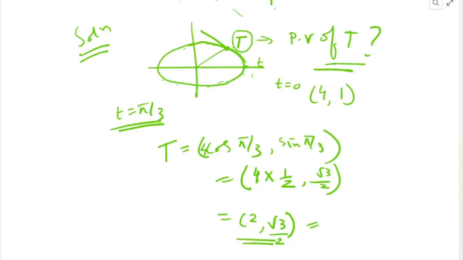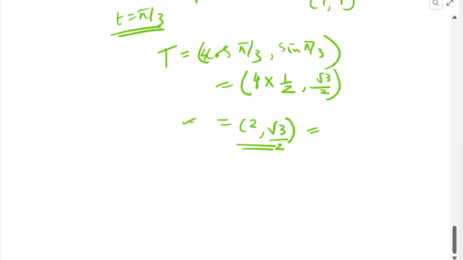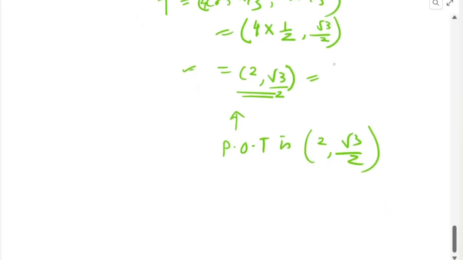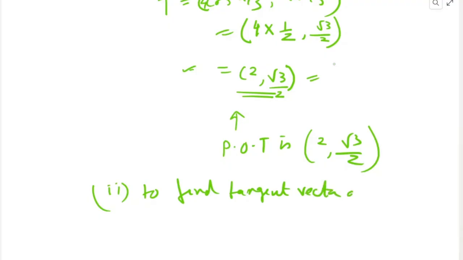The first part of the question is done. The point of tangency is 2 comma root 3 by 2. Okay. Next question, find the tangent vector, that is the direction of the tangent vector. Right. So how do we find the tangent vector? For this, second part, we need to find the tangent vector at t.